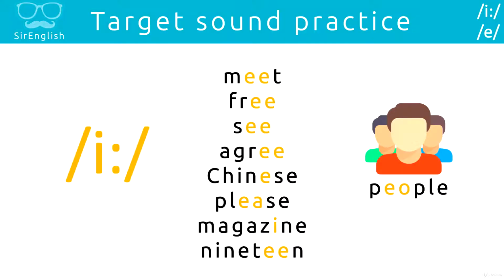Now let's go to the target sound practice for the first sound, E, the long vowel sound. Look at the symbol on the left. You can notice that the symbol is the letter I with a colon, the two dots. Now the two dots in the IPA alphabet, which is the pronunciation alphabet, means that it's a long sound. So I'd like you to listen and repeat each word after me.